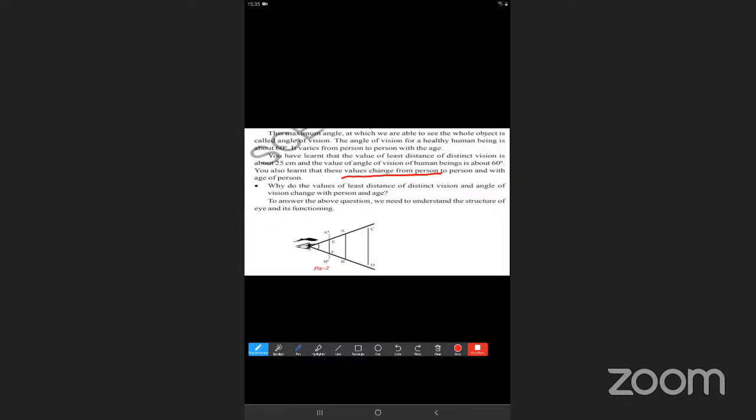So here, why do the values of the least distance of distinct vision and angle of vision change with person and age? Yes, why do these values change from person to person and with age? Why is it not common to all persons? Yes, to answer this question, we need to understand the structure of the eye and its functioning.